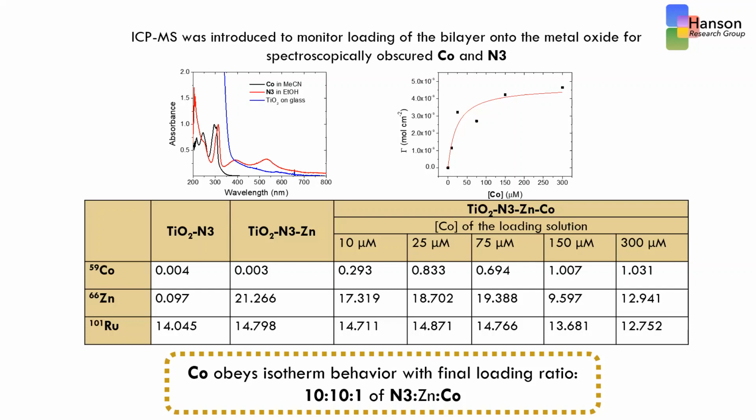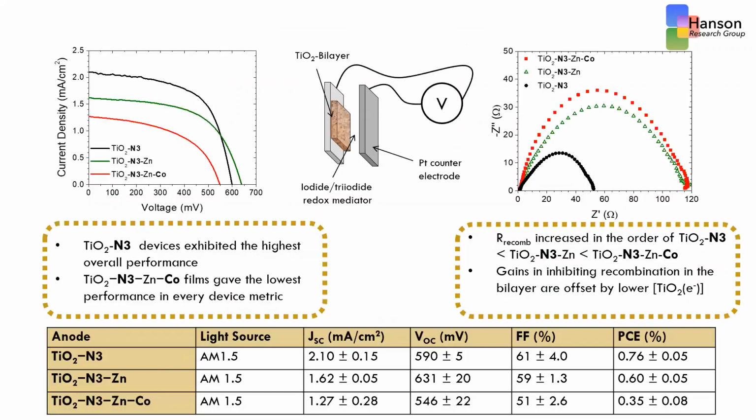to zinc to cobalt. We then incorporated the bilayer into a device architecture where we saw that the TiO2 N3 devices exhibited the highest overall performance, with the bilayer films giving us the lowest performance in every device metric. When trying to understand where this behavior came from, we looked at electrochemical impedance spectroscopy, and we found that the bilayer actually has the highest resistance to recombination out of all of our devices. However, this small gain is offset by all of the other loss pathways in the cell.